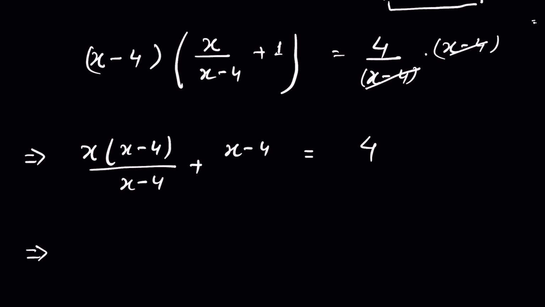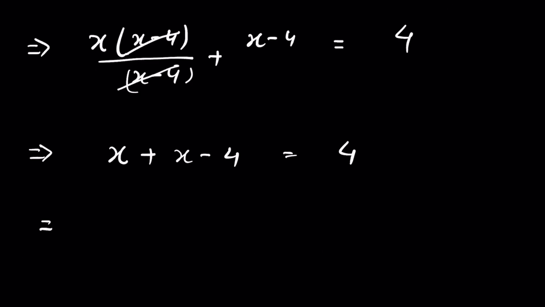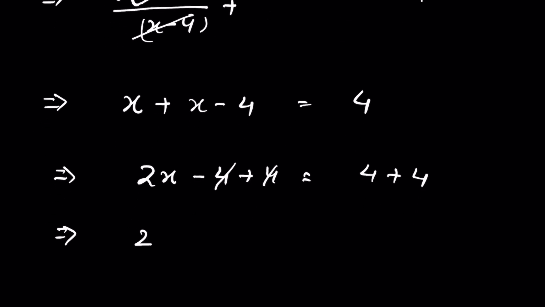Here x minus 4 and x minus 4, these two are also like factors, so now we have x plus x minus 4 is equal to 4, or x plus x is 2x minus 4. Let's add 4 to both the sides, so this and this get cancelled. 2x is equal to 4 plus 4, which is 8.